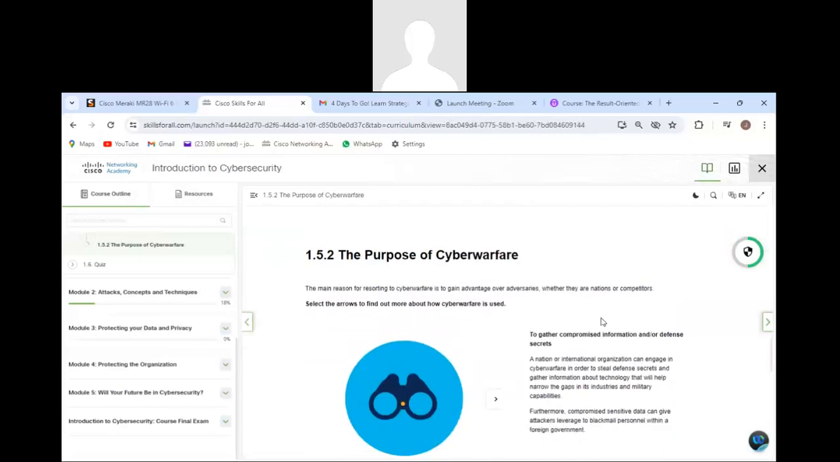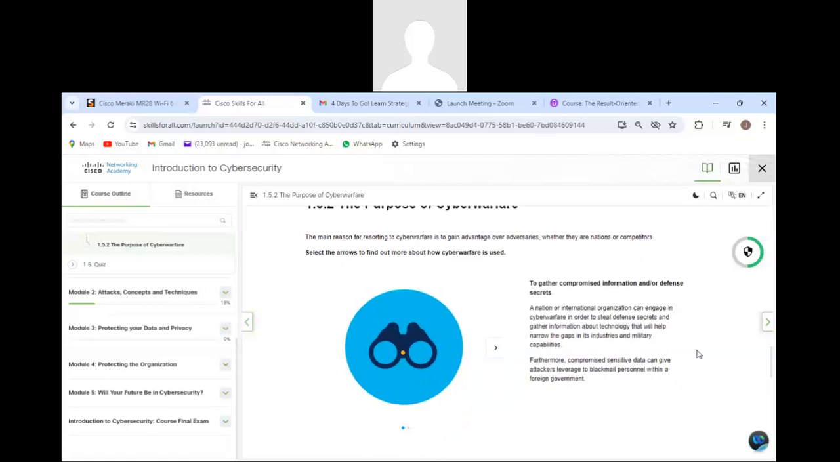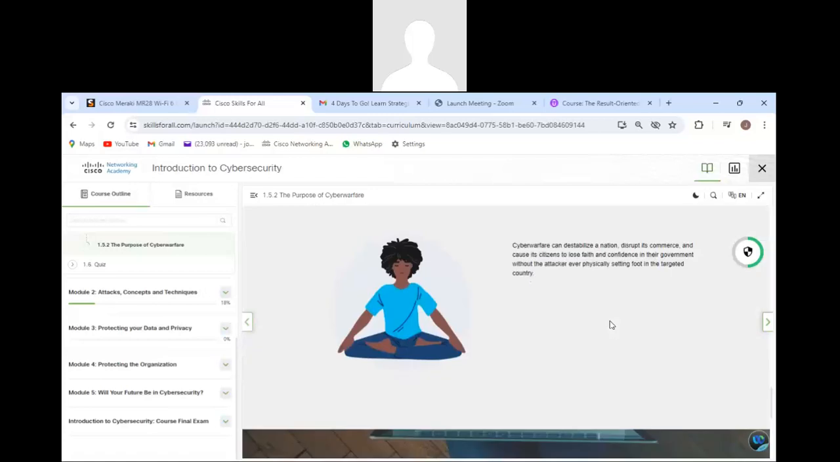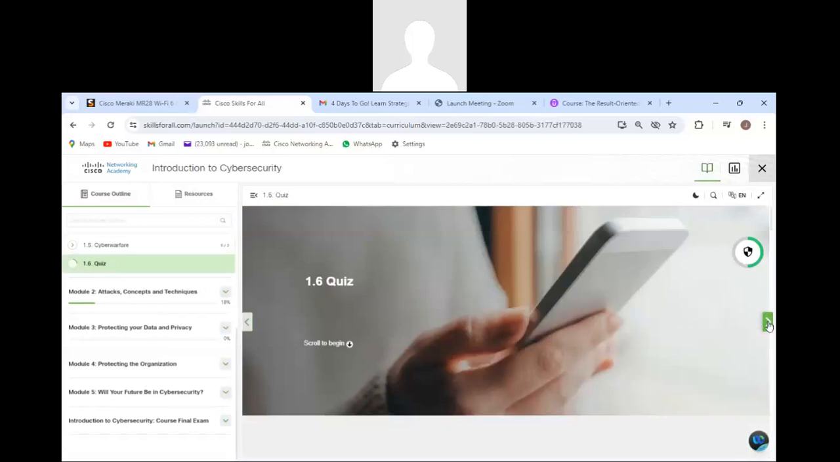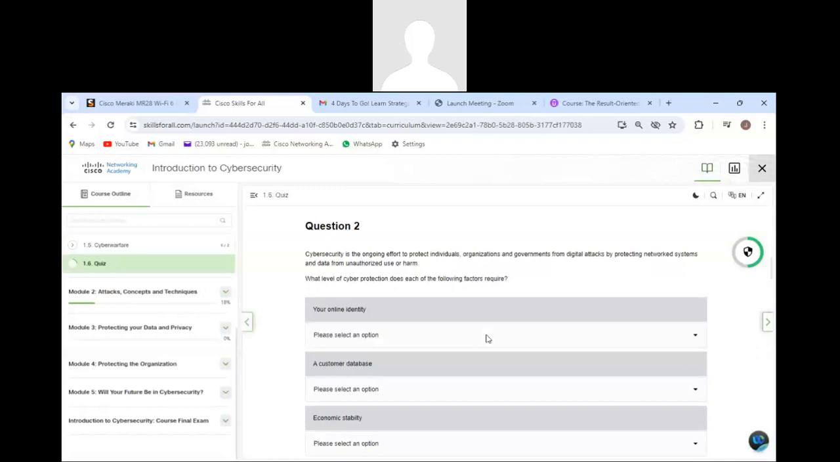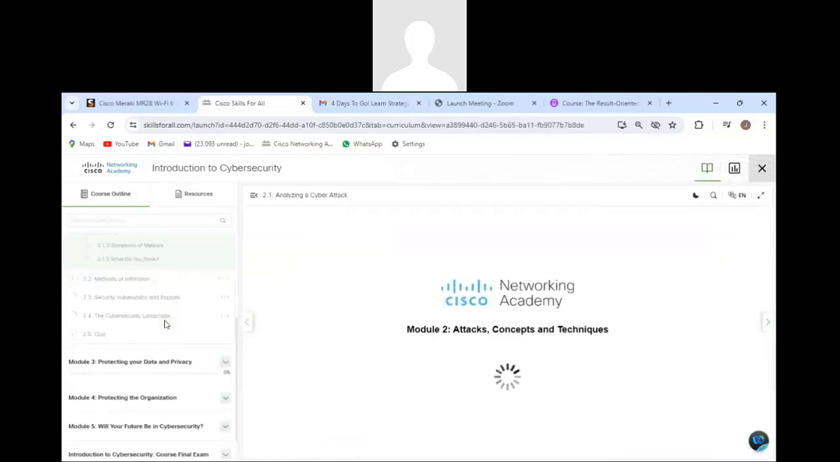The purpose of cyber warfare, of course, is to gain recognition, and nations or international organizations can engage in cyber warfare to actually have superiority over another nation. That's the purpose of cyber warfare. Okay, so I'll leave you with the quiz. This is the final quiz to do under this chapter. Then you submit. Now let's quickly go to chapter 2.